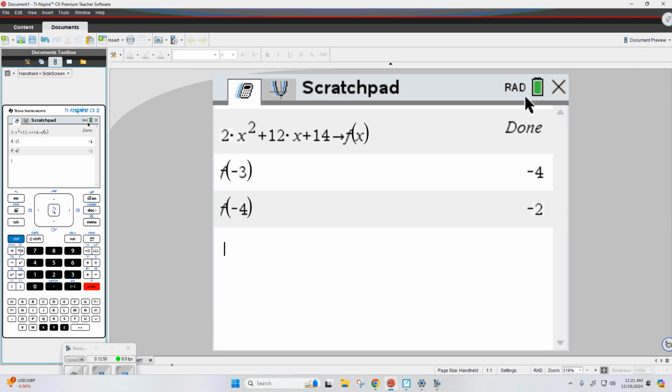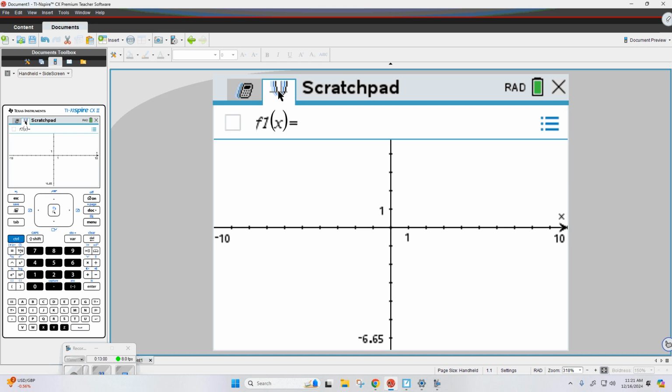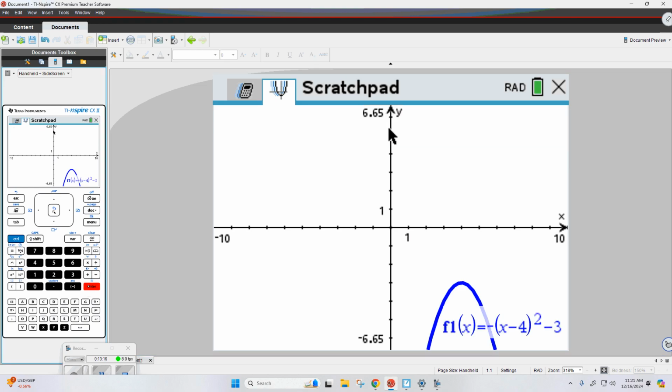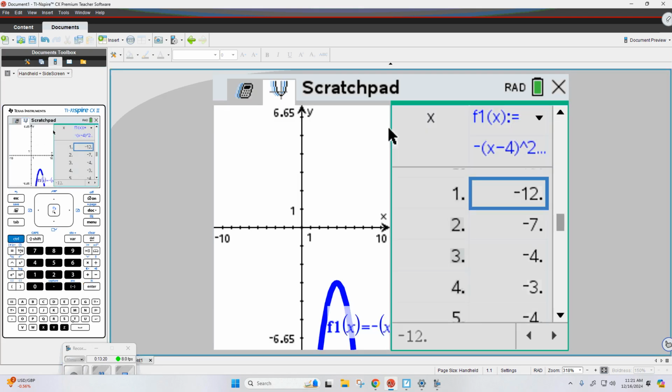So let's come on over here. So I'm going to go to my graph screen. So it was negative parentheses x minus 4 squared minus 3. I did. There we go. So I've got my function in there. Let's go ahead and push enter. I see my graph. Control T brings up the table. Okay. All right. And then we can scroll through and see that we are correct.